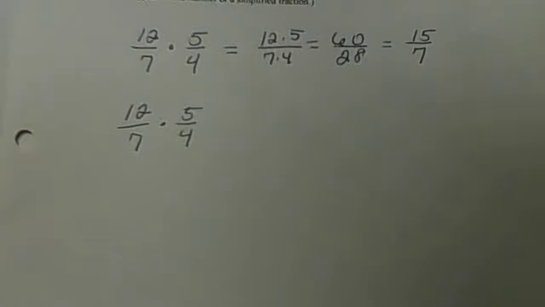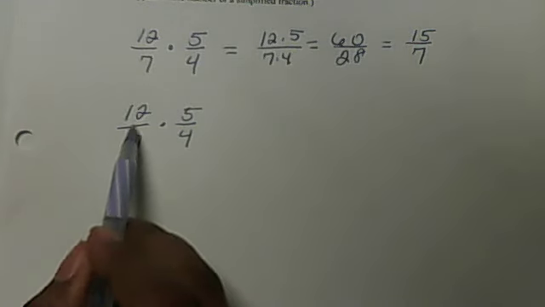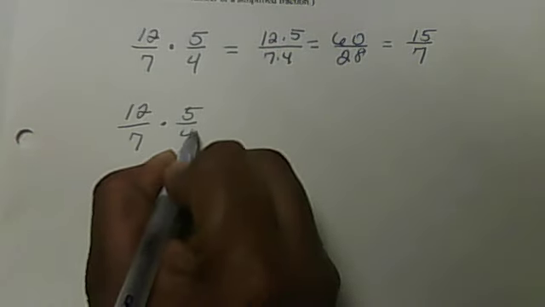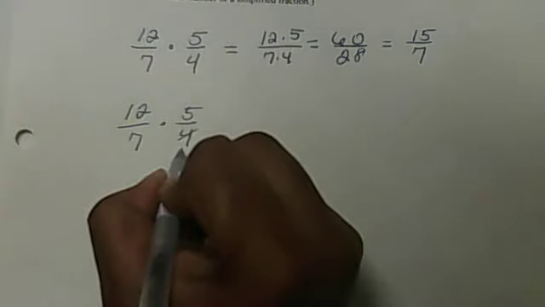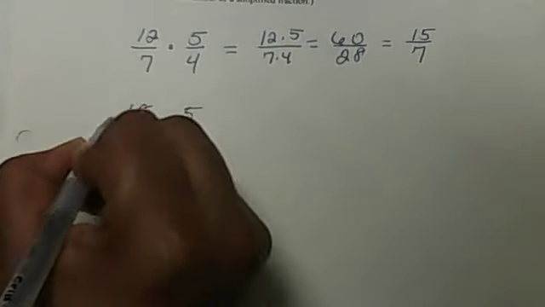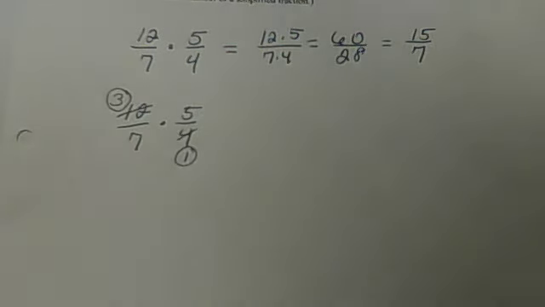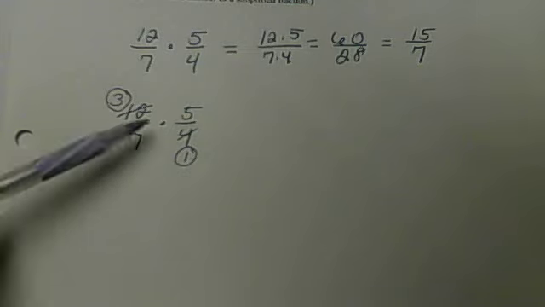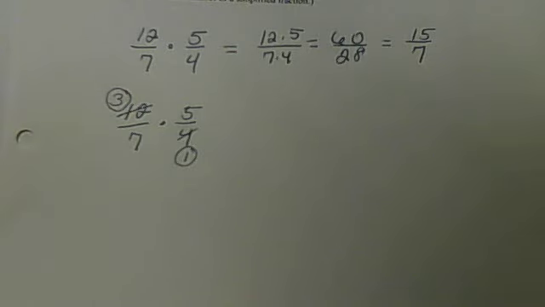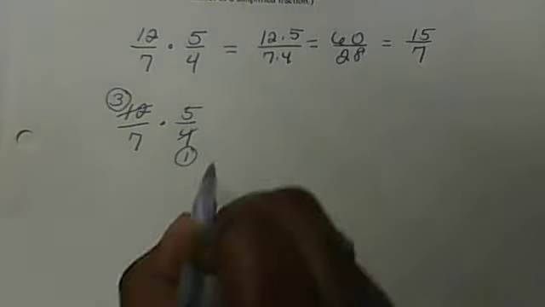So if I go back to my problem, this time I want to reduce first before I multiply straight across. So what I want to say is, do 12 and 7 have anything in common? No. But what about 12 and 4? Yes, they have a common factor of 4. So 4 goes into 4 one time, and then 4 goes into 12 3 times. So now those are reduced, and everything is reduced because all the numerators and denominators don't have any factors in common but 1.